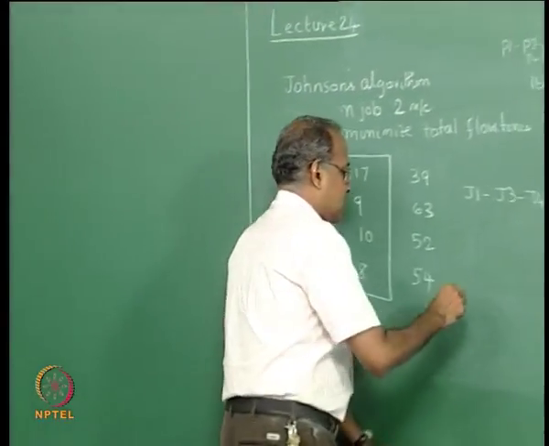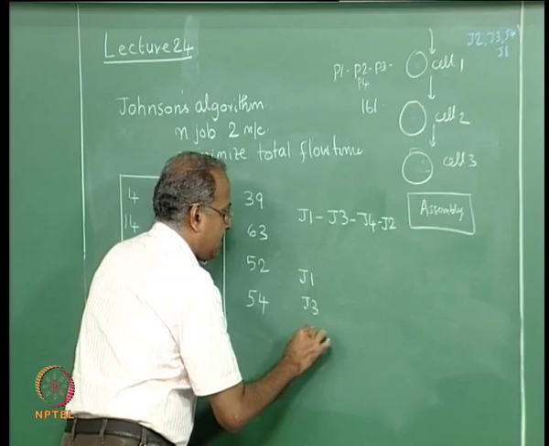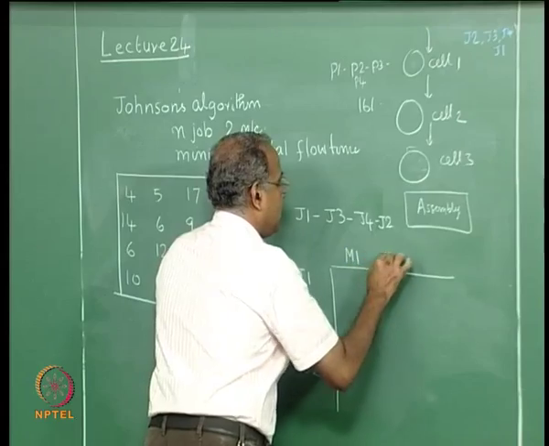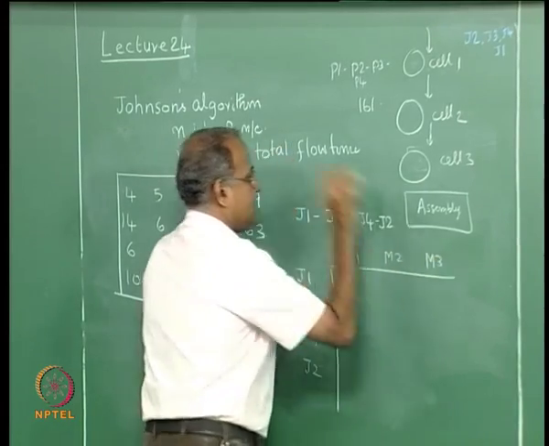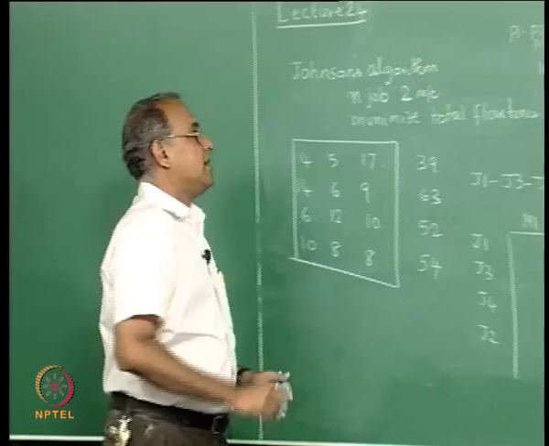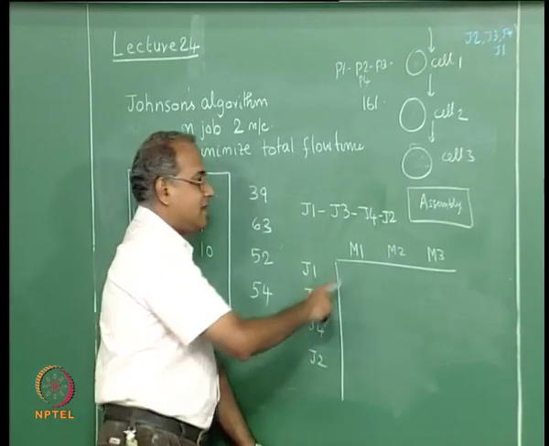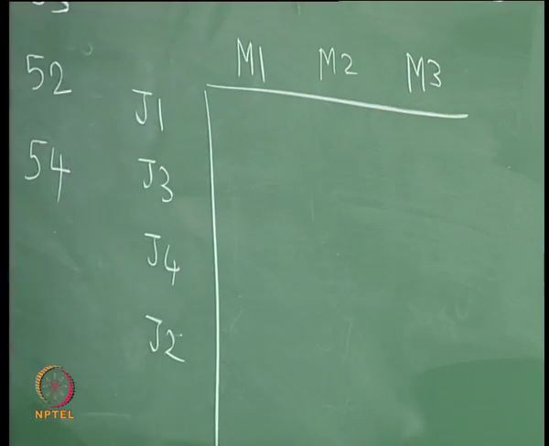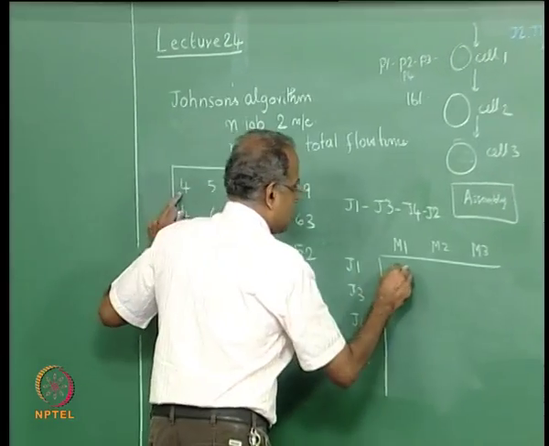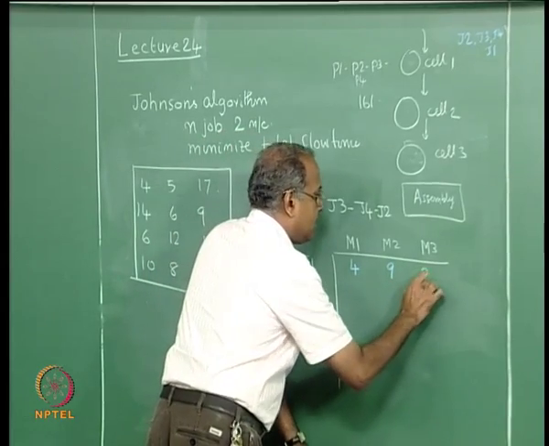Now, the completion times for this sequence J1, J3, J4, J2 on M1, M2, M3. This is the notation from scheduling, normal flow shop scheduling. In our context, these will become P1, P3, P4 and P2, and these will become C1, C2 and C3. Now, the completion times: the first finishes at 4, 4 plus 5, 9, 9 plus 17, 26.